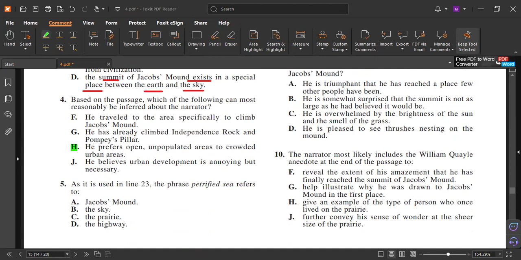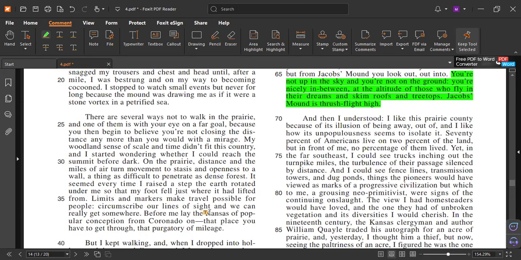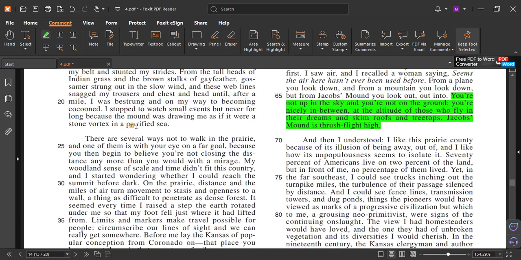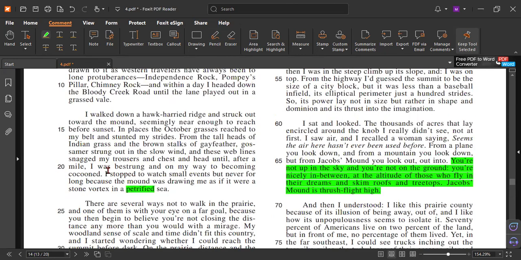5 is B. 5 is wrong. Let's try. Petrified, it's a common word in grade 8. Let's go to read. Where is the word? It must be here at the end of the paragraph, so you can read the whole paragraph, but focus on the last sentence or last 2. I was strong and on my way to becoming concurrent. I stopped to watch small events, but never for long, because the mount was drawing me as if it were a stone vortex in a petrified sea.